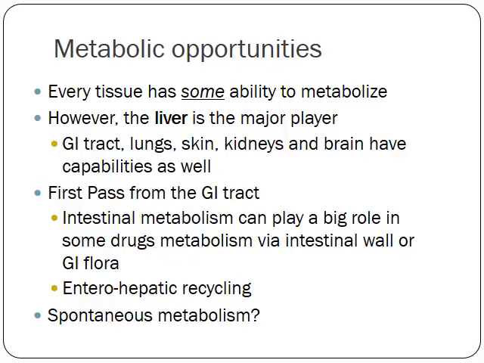So when you think about metabolism, every tissue in the body has some ability to metabolize, but the liver is really our major player here. The GI tract has a good amount, and the lungs, skin, kidneys, and brain all have some capabilities, but the liver is really the primary player here. We talked about first pass metabolism from the GI tract and intestinal metabolism too.